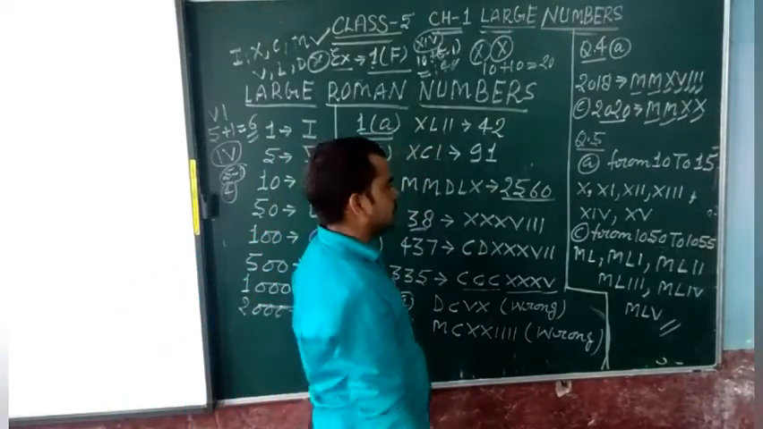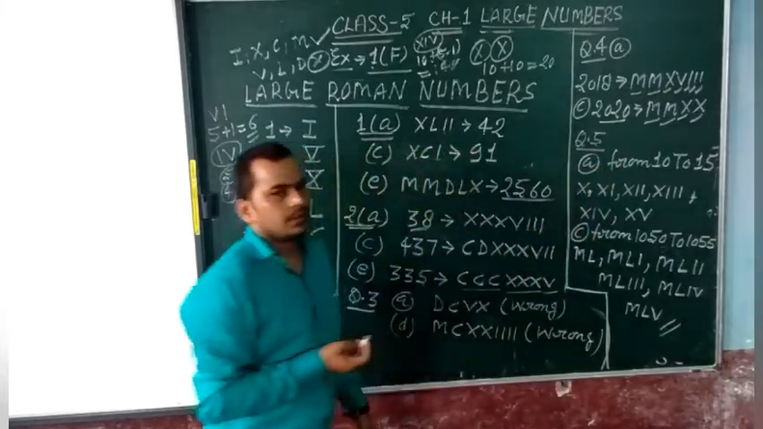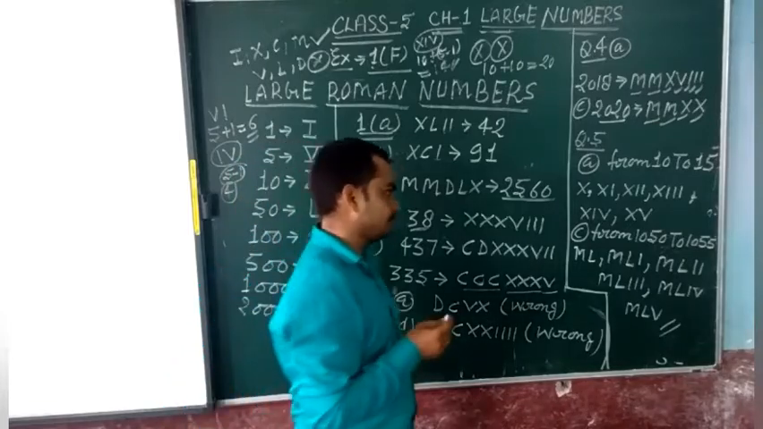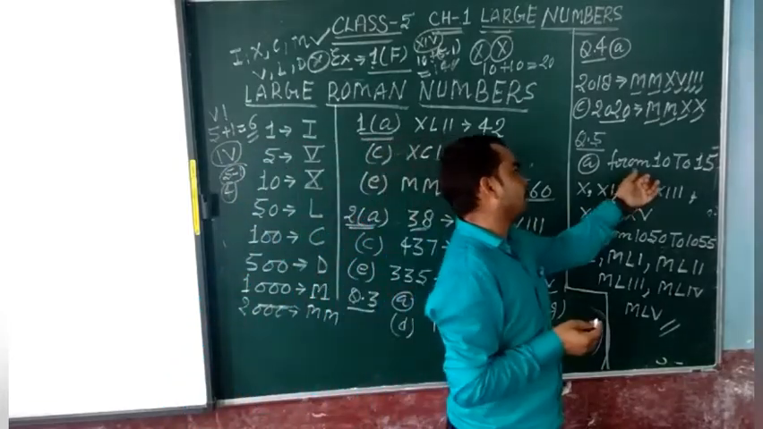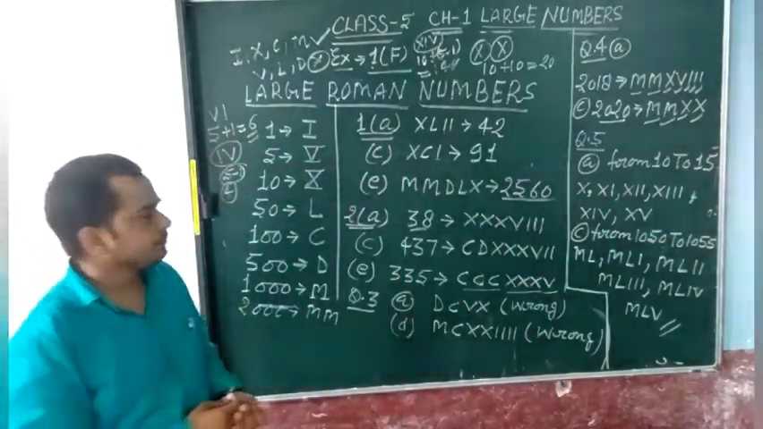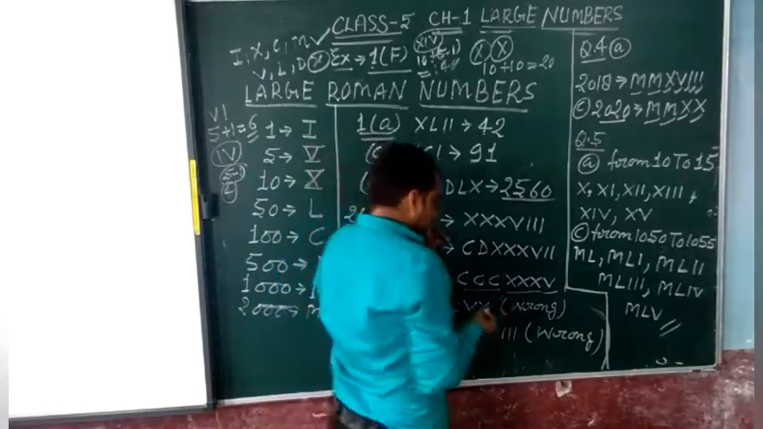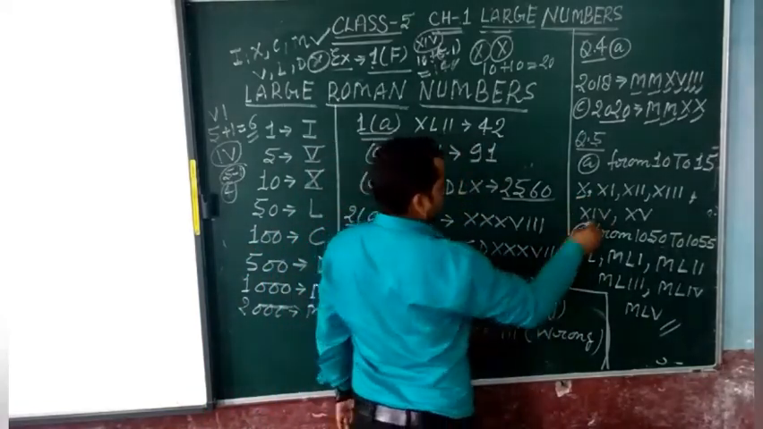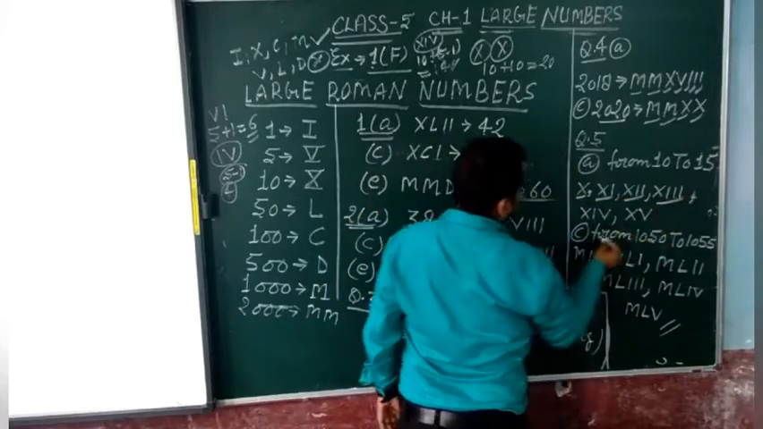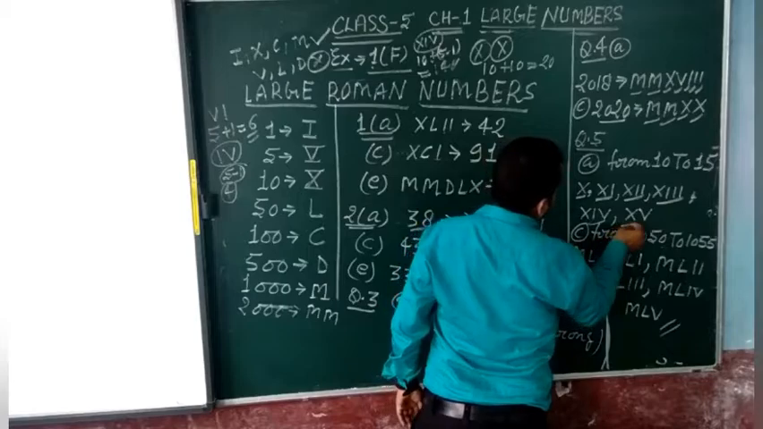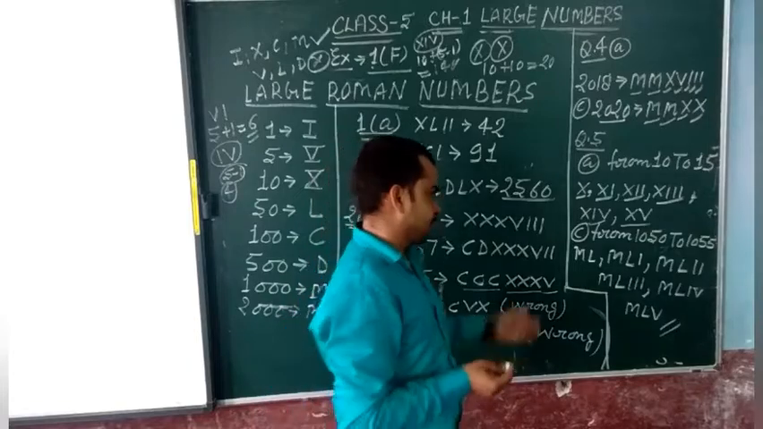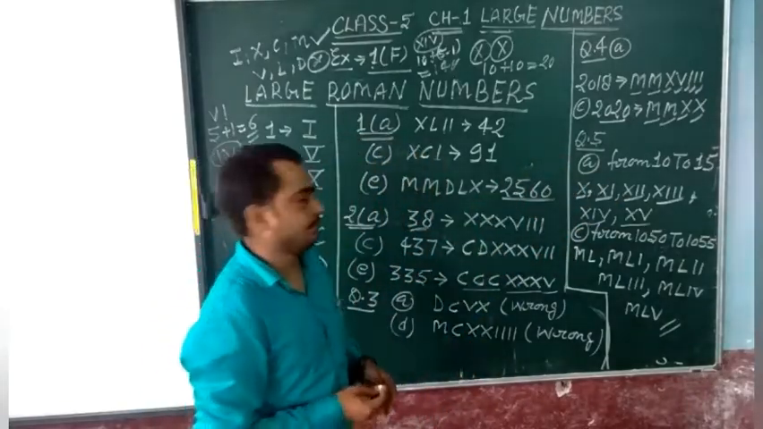Next, question number 5. Write the numbers in the sequence in the form of Roman numerals. Here the sequence is given from 10 to 15. So 10, plus 1, 11, 12, 13, 14 and 15. These are the numbers in sequence. Sequence means in ascending order.